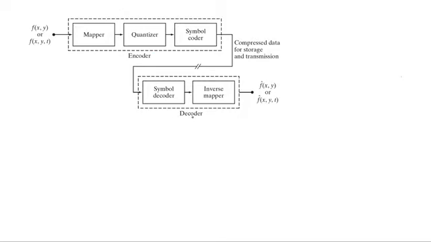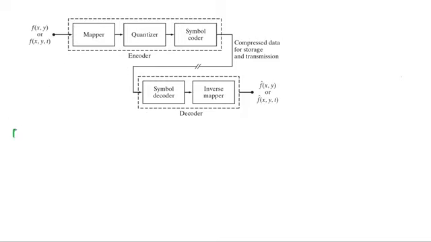Now let's talk about the different stages involved in encoding, or the compression process, and in the decoder, or the decompression process. In the first stage, we have the mapper. As a side note, you have to understand that all these processes may or may not be present in a particular compression algorithm. This is generalizing all the procedures involved. So the first one is the mapper.